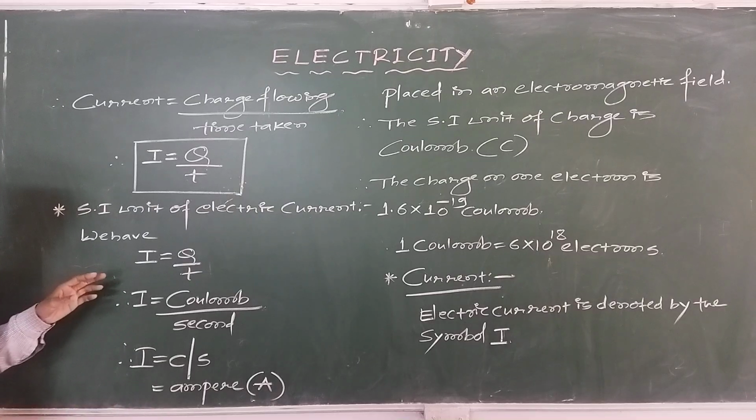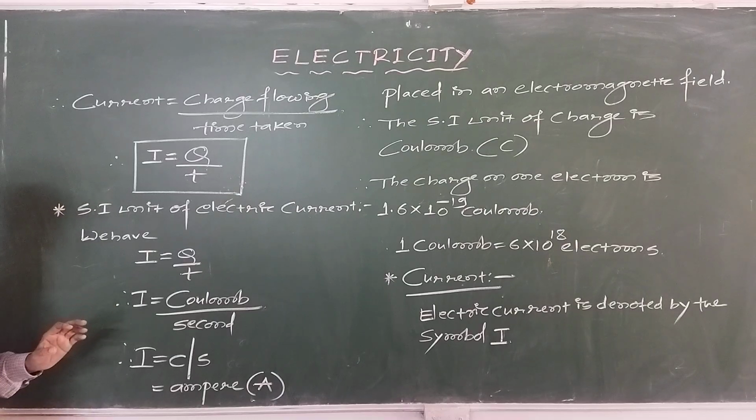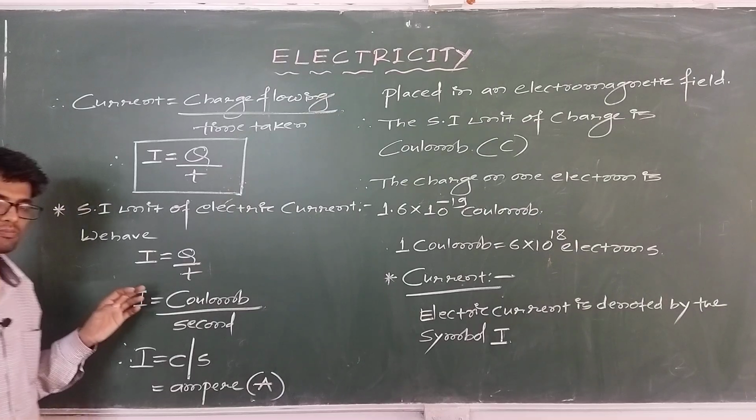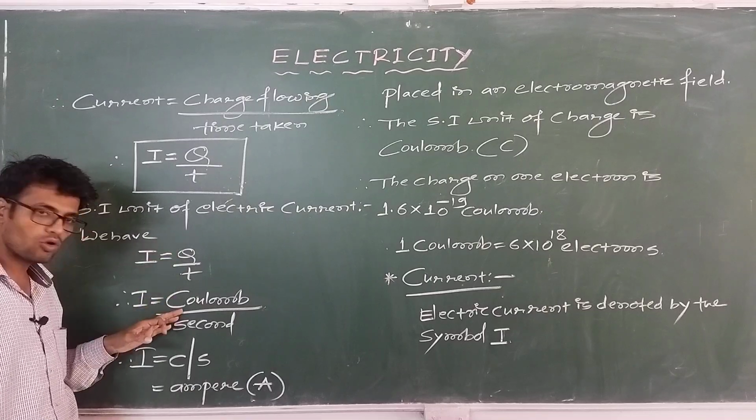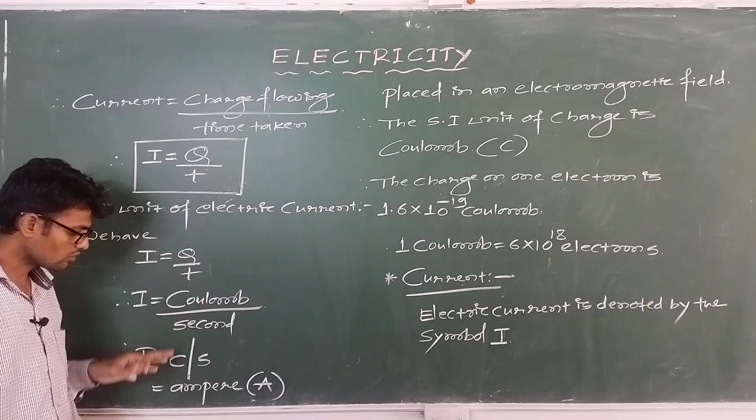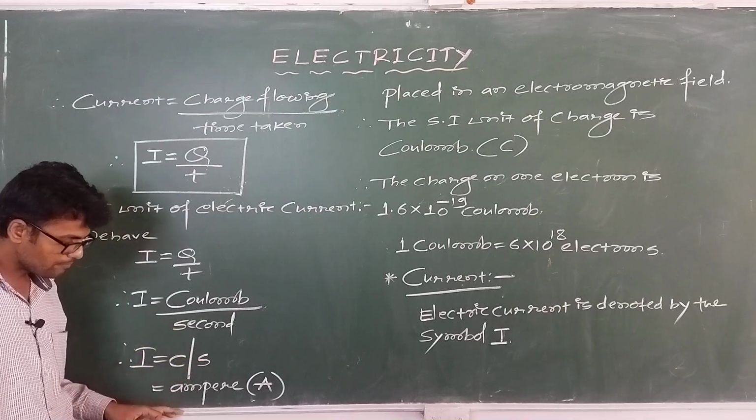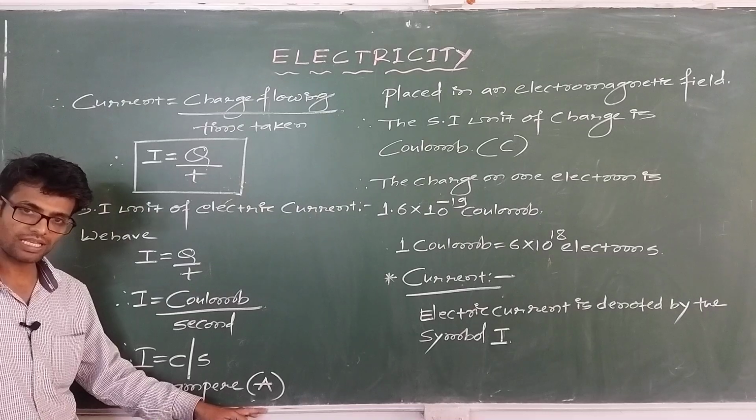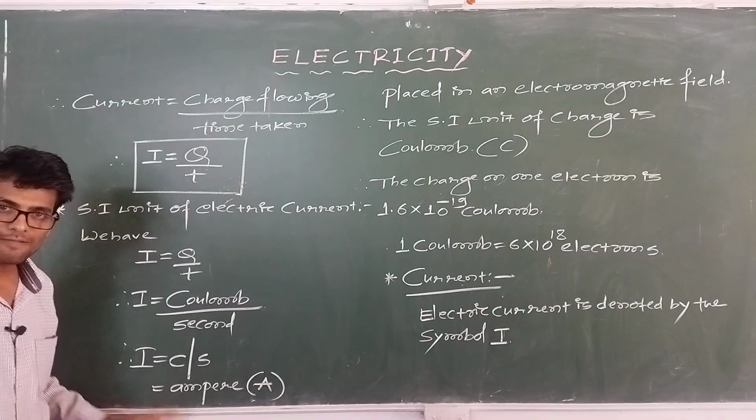Once again, the SI unit of electric current. We have a mathematical expression of electric current: I equal to Q by T. Q is measured in coulomb, and time is measured in second. So coulomb per second is nothing but ampere, and its symbol is capital A.